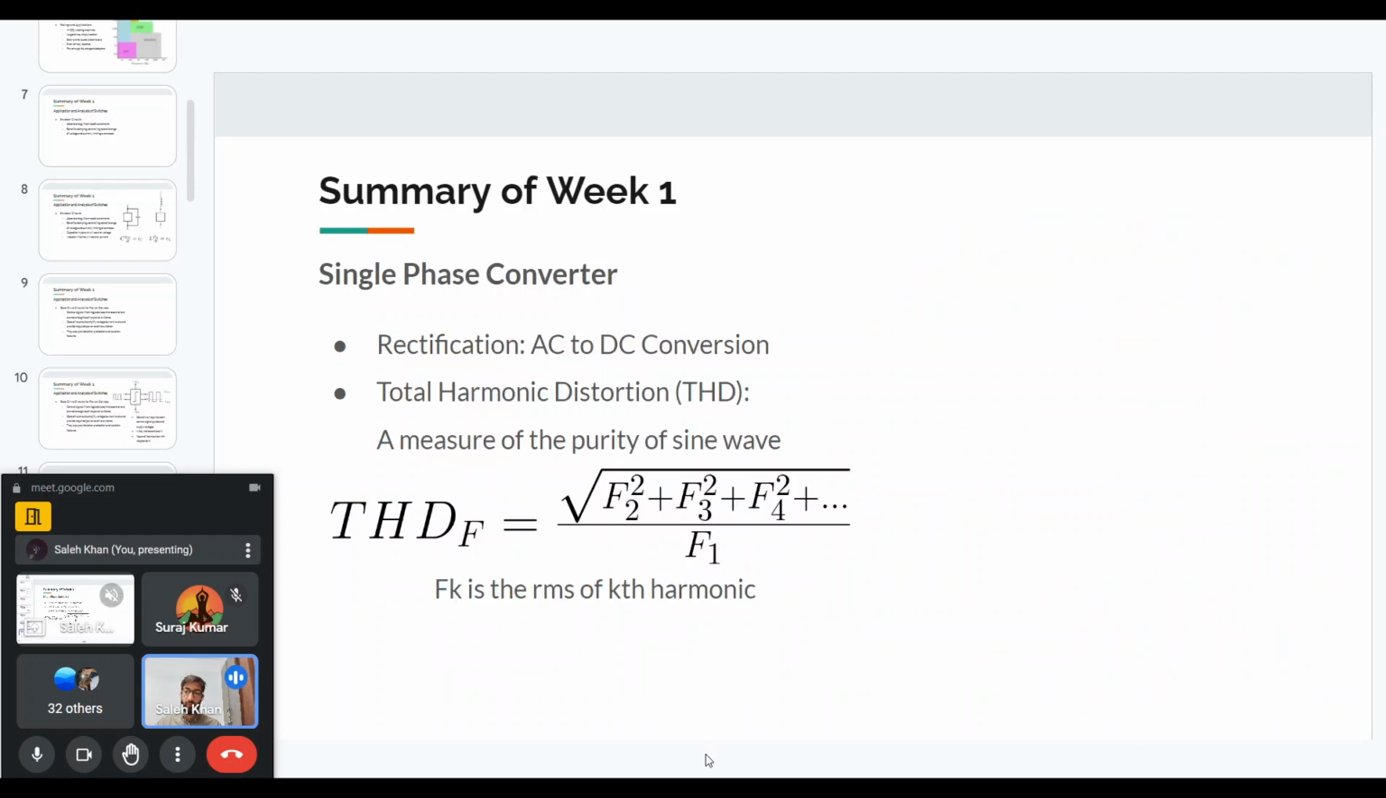So this was about the gate drivers. Now we can come to single phase converters. In this week, we studied rectification, which is AC to DC conversion in only one direction. The power goes from AC to DC only, and that is called rectification.